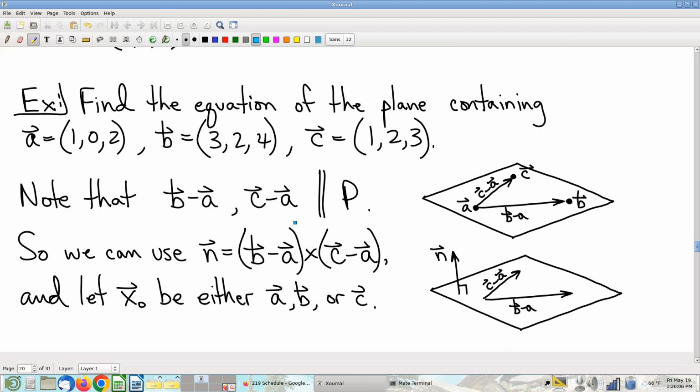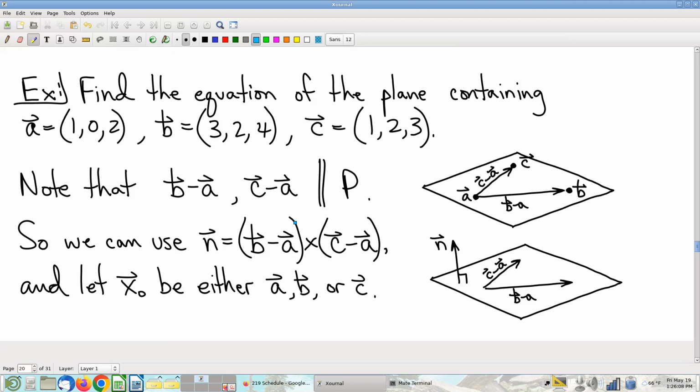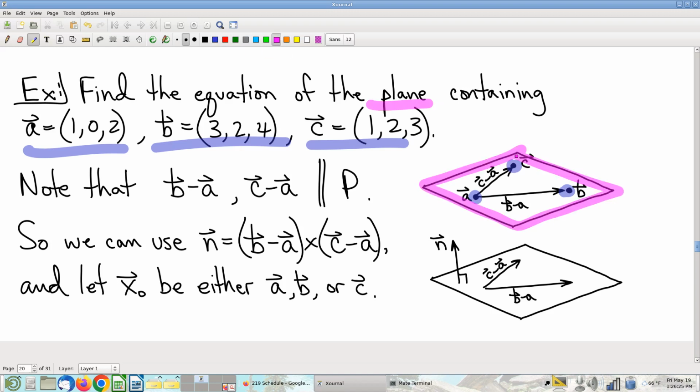Okay, so let's do one. Let's find the equation of a plane. We are given in this question 3 points. We can reasonably ask, what is this plane? Let's see here, color choices. I'll use purple. The plane containing those 3 points, right? If you have 3 points, as long as they're not along a single line or something annoying like that, 3 points generically defines a plane. Right? How do you find the equation of that plane?